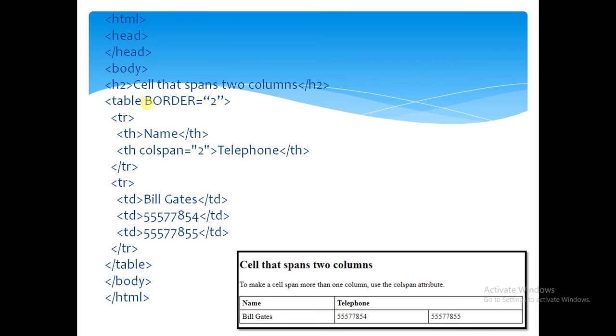After that we start a table row and we write Bill Gates. Bill Gates is the name. After that we write the telephone numbers, the first and second telephone numbers, and we close the table row. After closing the table row we close the table, body and html. After we run and execute this HTML code, we find this output. This output will be here. We have defined colspan.